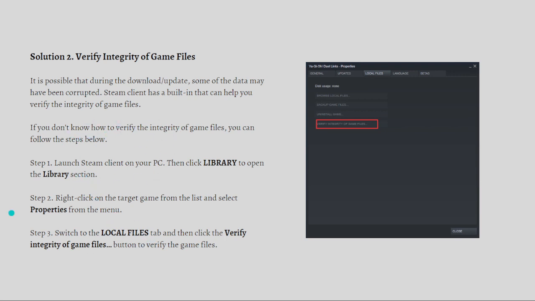First, launch the Steam Client on your PC and then click on Library to open the library section on your Steam. Then right click on the target game from the list and select Properties from the menu. Switch to the Local Files tab, as shown right here in the picture, and then click the Verify Integrity of Game Files button. Steam will start verifying the game files. Just wait patiently. After it is finished, you can check to see if the Steam unable to sync error gets fixed. And if this solution still didn't fix the problem, you can continue to the next solution.